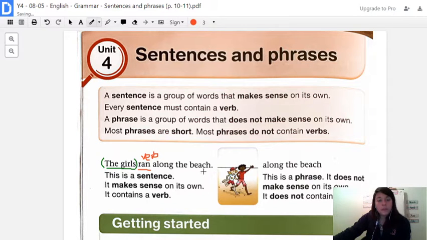And all of this stuff is other information that I have to make sure that my sentence makes sense. Now, we'll look to this other side. It says, along the beach. Do we have a person?